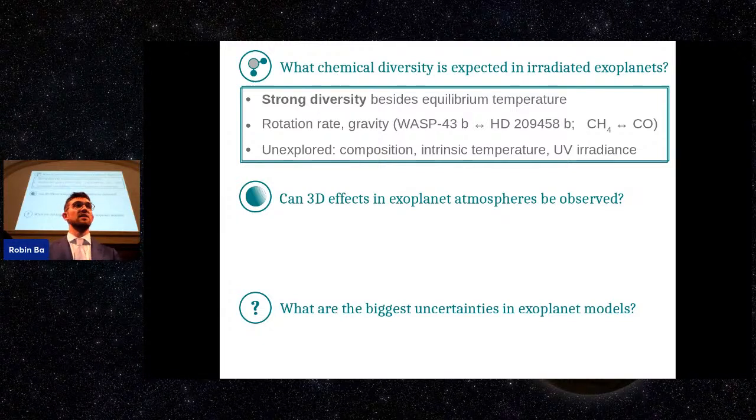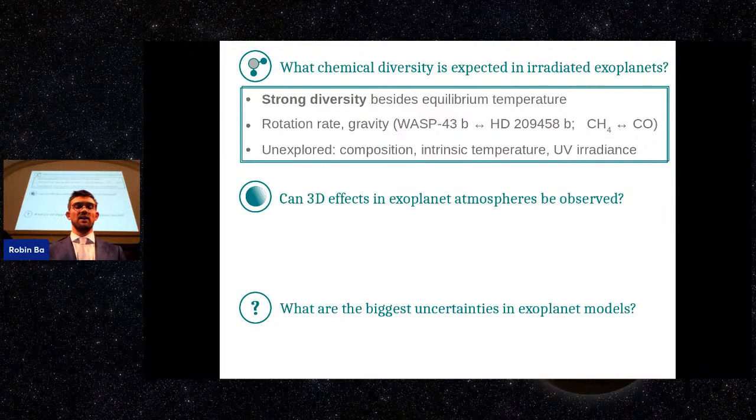There are still a lot of parameters left unexplored. For example, changing the elemental composition that we begin with, or changing the intrinsic temperature, the UV irradiance. But many of these different parameters, we aim to do a follow-up study, especially for the intrinsic temperature here, in order to find out how they will further change and introduce chemical diversity in exoplanets.